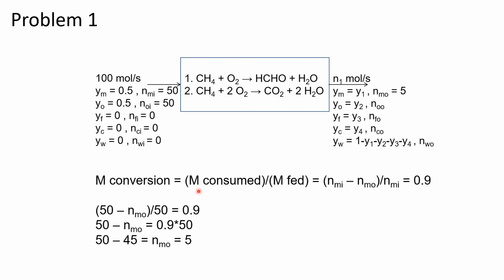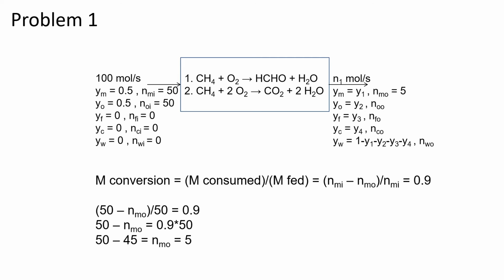Conversion is defined to be the amount of methane consumed divided by the amount of methane fed. We can calculate the methane consumed by taking the difference between the methane in and the methane out. Methane in minus methane out is the amount that was consumed. We'll divide that by the methane that was fed. So if we plug in, we know that the methane in is equal to 50. Subtract off the methane out. Take that difference and divide by 50. Set that equal to 0.9. A little bit of algebra allows you to solve for the methane out. The flow rate of methane out is 5. So we can add that here then to our stream, the information for that stream coming out.